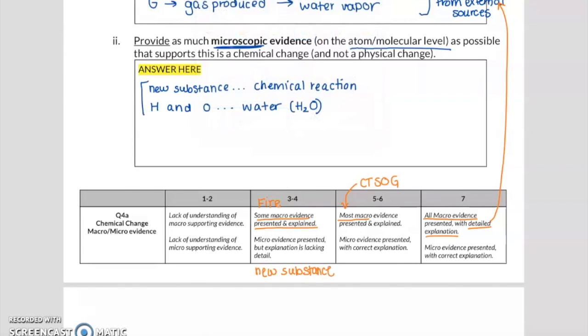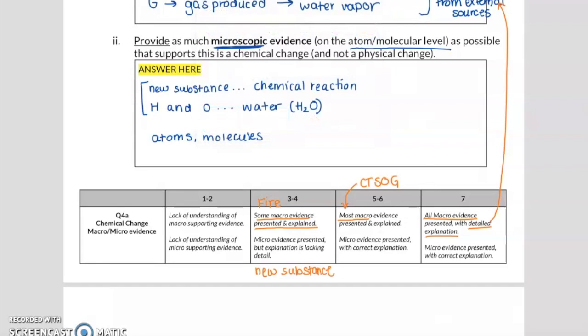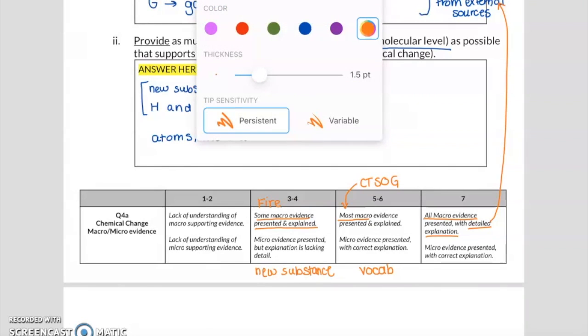To improve this answer, you could have started using key vocabulary such as atoms and molecules. For example, saying that the hydrogen atoms and the oxygen atoms formed a new molecule, H2O, water, could have been a way to work in vocabulary around atoms and molecules. That could have helped you earn a 5-6. In order to earn a 7, though, you really need to have a deep understanding of what is happening to those atoms and those molecules.